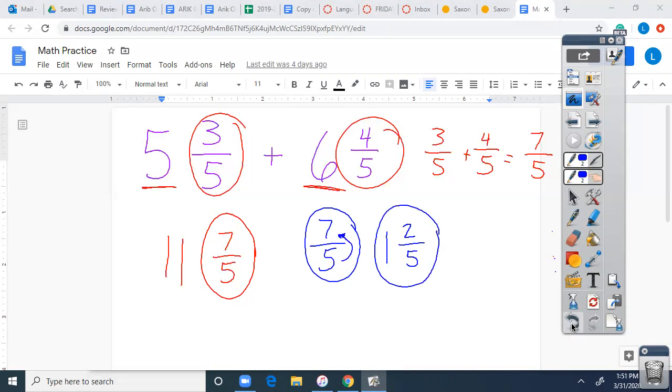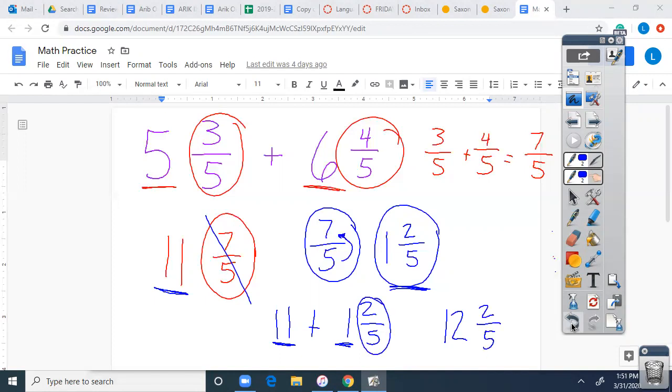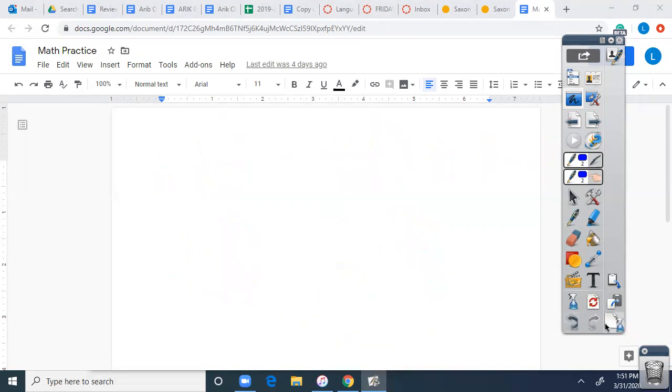Okay, so now what do we do? We've got 11, and instead of that, we're going to say we've got this one. So we've got 11 plus 1 2/5. Remember, all we got to do is the whole numbers first. So 11 plus 1 is 12. And then we just put the 2/5 over there, right? 2/5 plus nothing is still 2/5. Okay, so our answer is 12 2/5.